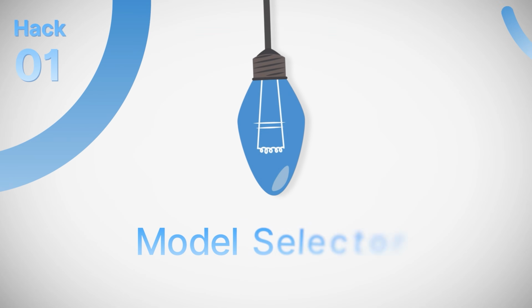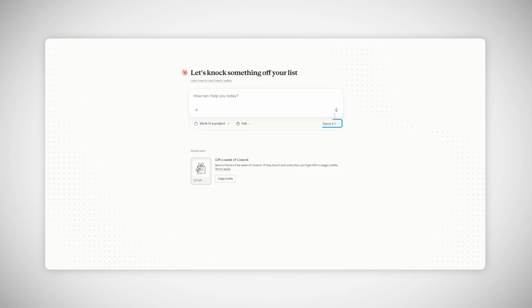Hack number 1, model selector. The model you choose decides how well Claude handles a finance task. So this is the first thing you have to get right. So I click the model selector at the bottom right and then I pick between 3 options.